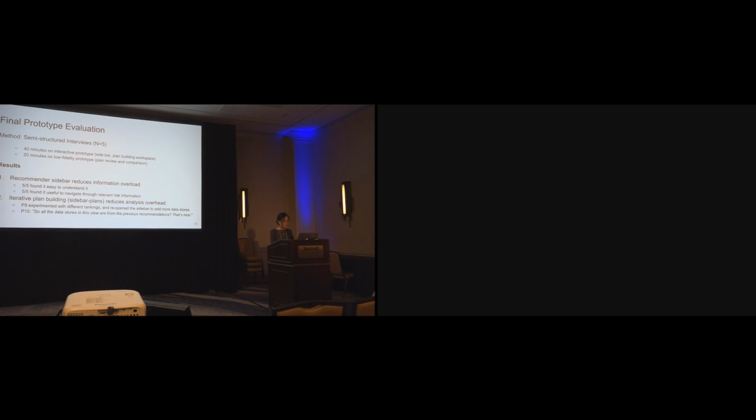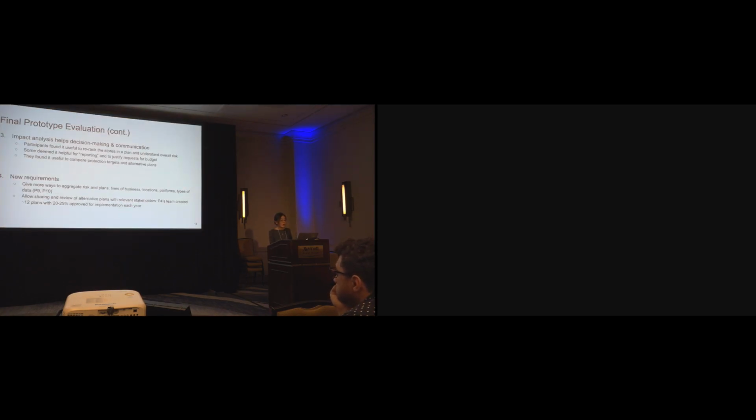Participant 9 not only tried different rankings, she also reopened the sidebar to add more data stores in the evaluation session. And participant 10 was just very amazed that, oh, I can go back and forth. And the participants also like our impact analysis very much.